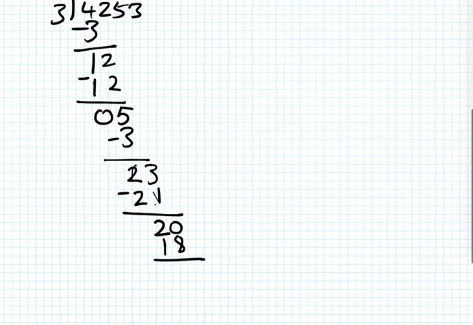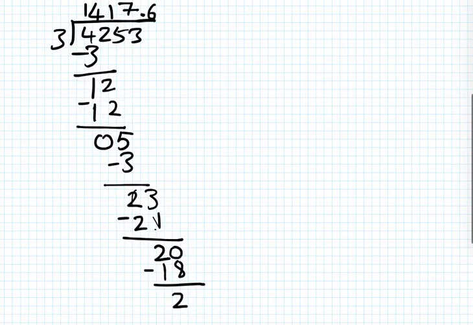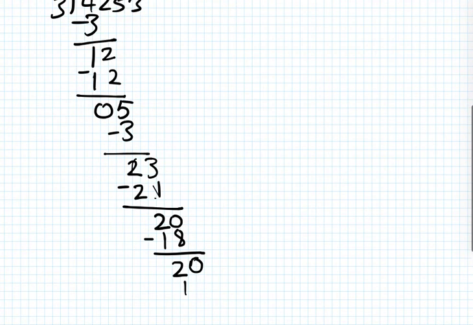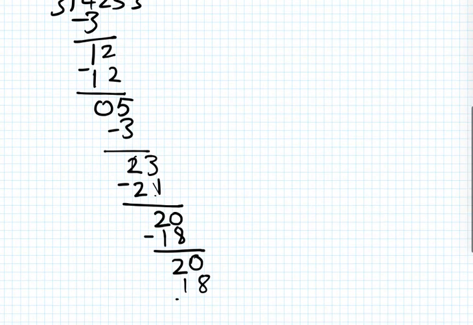What is 20 minus 18? 2. 2 is less than 3 here. Remember how we put the 0 here? We're allowed another 0, because we've only used 1 zero so far, so we can drop down another 0 here. Same story: what's the closest number to 20 in your 3 times tables? Again, 6 times 3 is 18, and 20 minus 18 is 2.